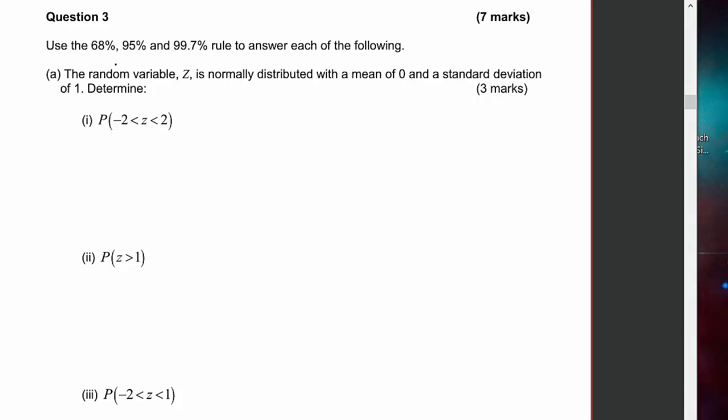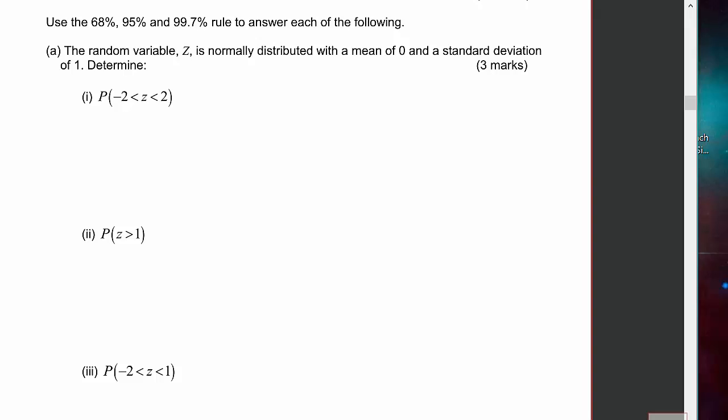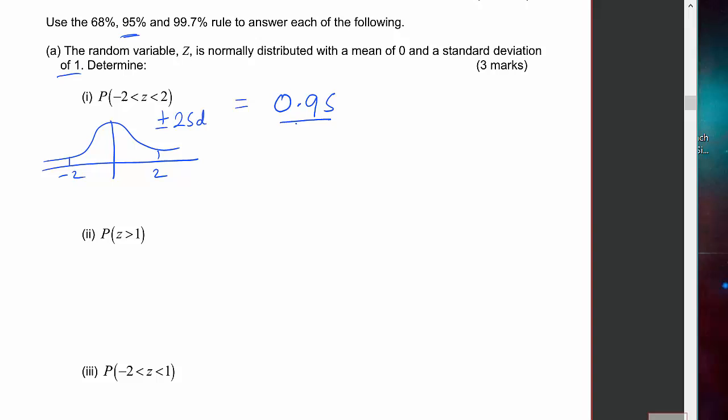We want to use the 68%, 95%, 99.7% rule to answer each of the following. So the random variable z is normally distributed with a mean of 0 and a standard deviation of 1. So we want to determine the probability of z between -2 and 2. So that's, with a standard deviation of 1, plus or minus 2 standard deviations, and that means it's 95%, or a probability of 0.95. You could give that as a percentage.